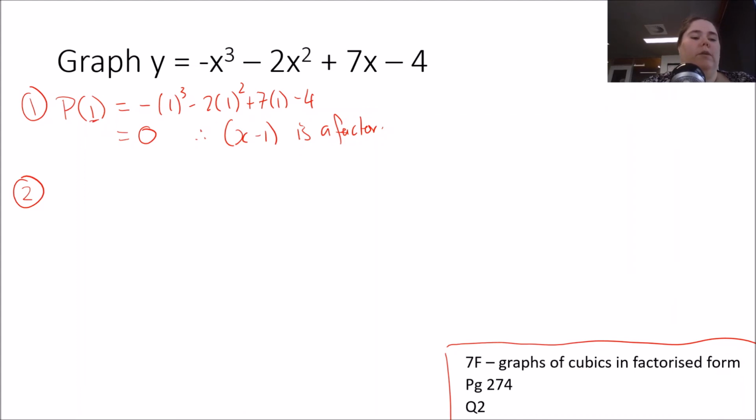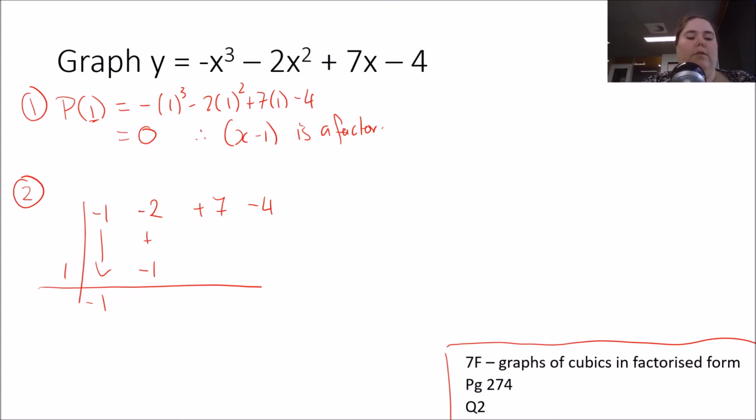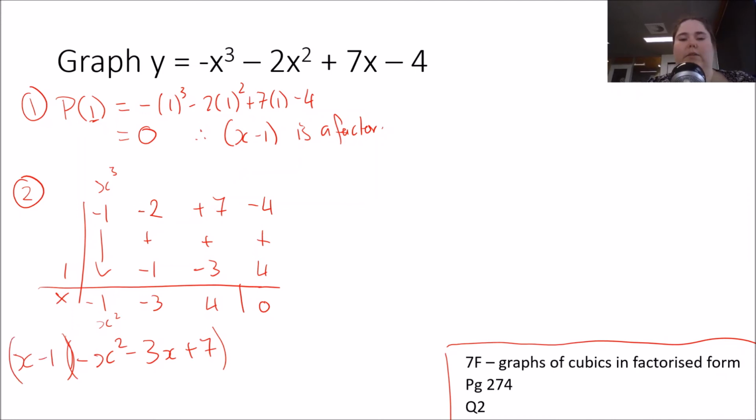We're going to use the dirty little synthetic method. So for synthetic, we only use the coefficients. Drop the first one down, then add, multiply, negative 3, add 4, 4, add 0. So because this was x cubed, this is now x squared, etc. So negative x squared minus 3x plus 7. So that is now my polynomial. That's how we factorize it.